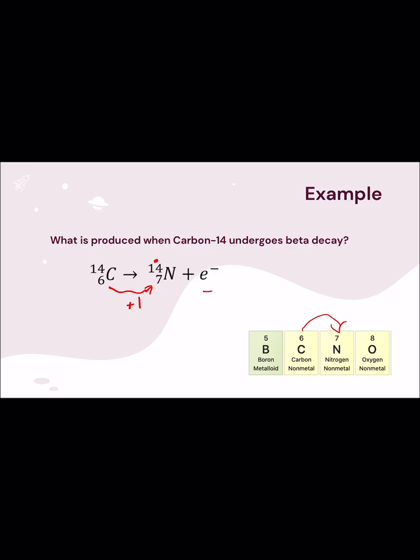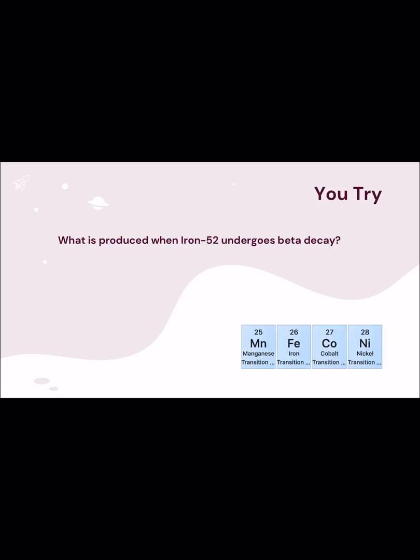So let's give you the chance to try: what's produced when iron-52 undergoes beta decay. So take a second and try that. Okay, so iron-52, the atomic number is 26. All right, it's right here. When it undergoes beta decay, the atomic number increases by 1, so we're going to end up with cobalt with atomic number 27. Mass number is going to be the same, and then you add an electron, always.